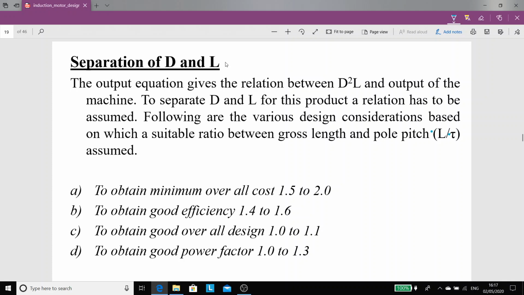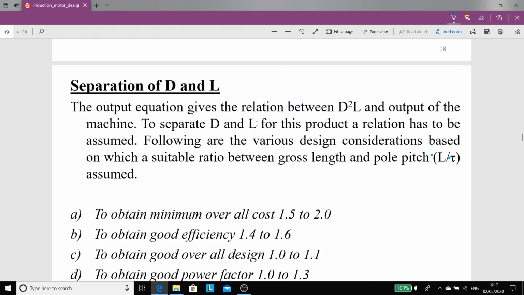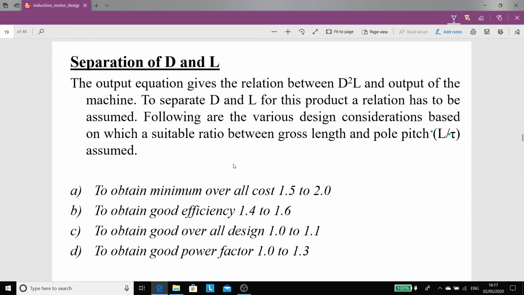From the output equation, if you remember, the output equation of our motor is Q, the output power, equal to C0, the output coefficient, multiplied by D squared, where D is the diameter of the stator core, multiplied by L, the length of the stator core, into Ns. Small ns represents the synchronous speed in revolutions per second. So this is your output equation.